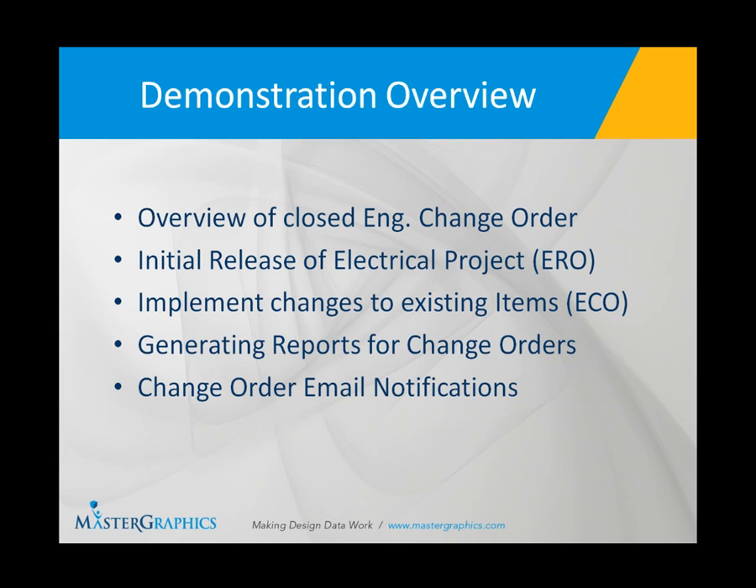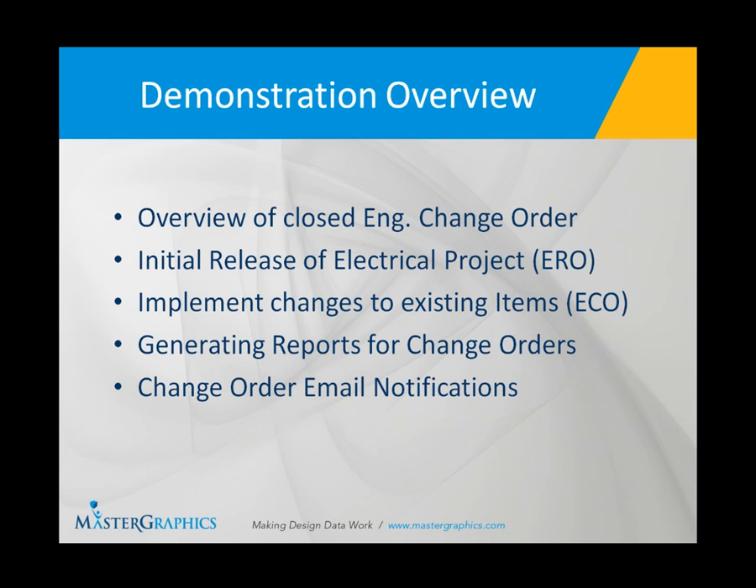Once we've done that ERO, we'll do an ECO, an engineering change order, and we're going to do a very simple change to an existing item. We're going to add some documents, modify the bill of material, and then when we're finished, we'll go ahead and release that to manufacturing as well. When we're all finished, I'll give you a chance to see some of the report generators that are available for change orders. So if you want to generate a report to see what types of change orders are active, which ones are closed, what the states are for the change orders, you have the ability to do that.